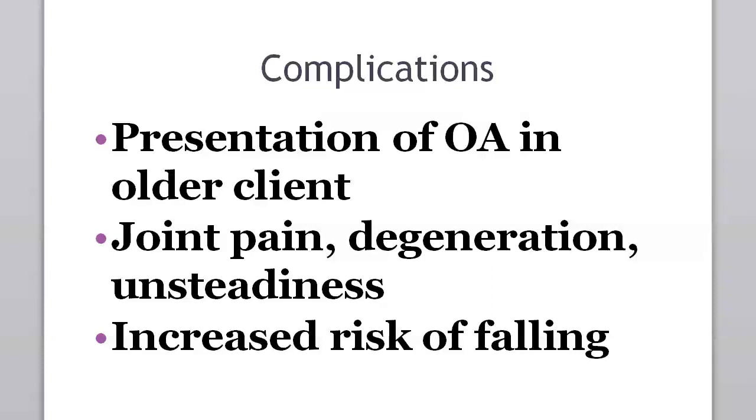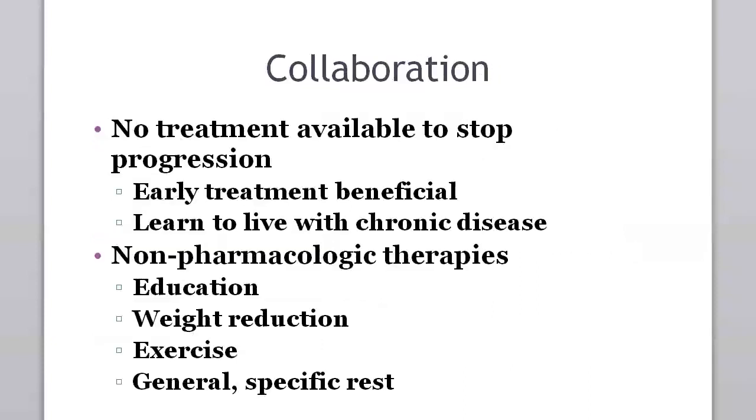Complications of osteoarthritis are joint pain, degeneration, and unsteadiness. And because of the unsteadiness, it puts a person at an increased risk of falling, which is a very serious problem. So it's really about the person's safety. Really, there's no treatment out there to stop the progression. Early treatment can be beneficial, and people just have to learn to live with chronic diseases like osteoarthritis.